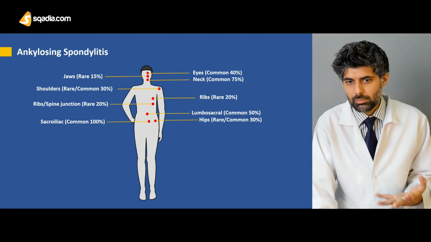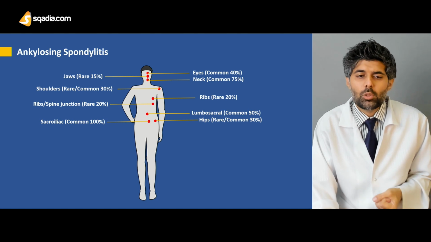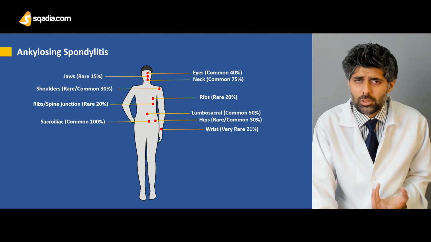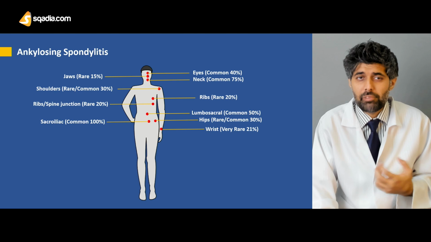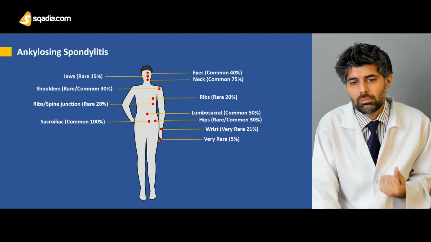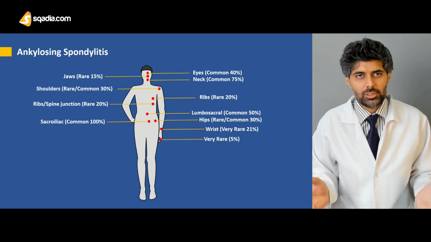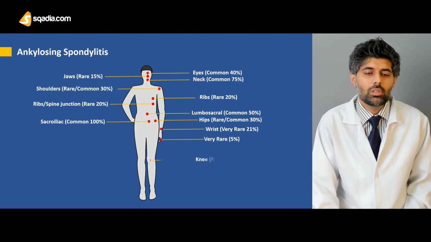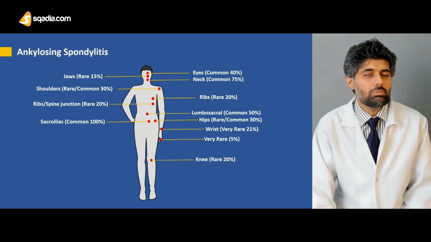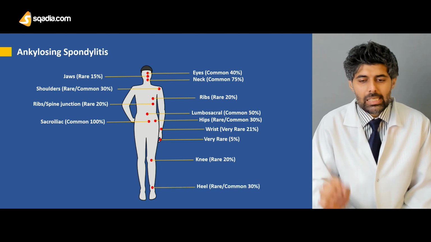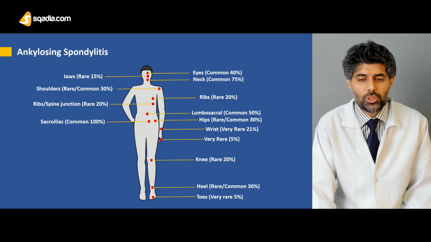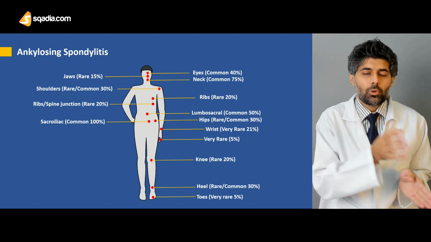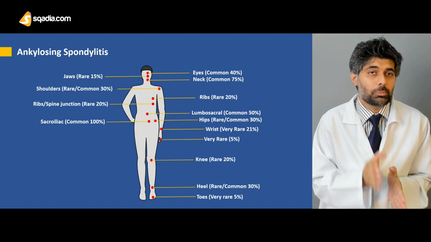Then we have the hips. Now it is about 30% of the population. The wrist is very rare, in about 20% of the population, and even if it is affected, usually it is asymptomatic. Then we have the fingers. Dactylitis is only about 5% of the population. Then we have the knee, only 20% of the population. The heel, only 30% of the population. So as you can see here, only the sacroiliac area has 100% prevalence.